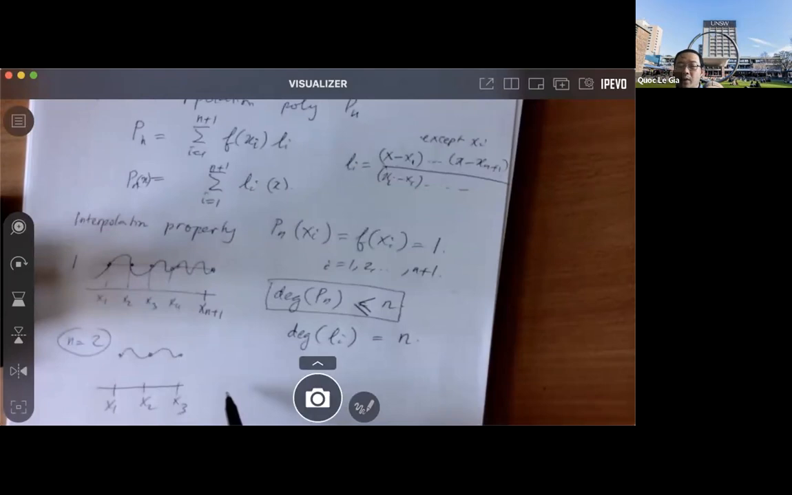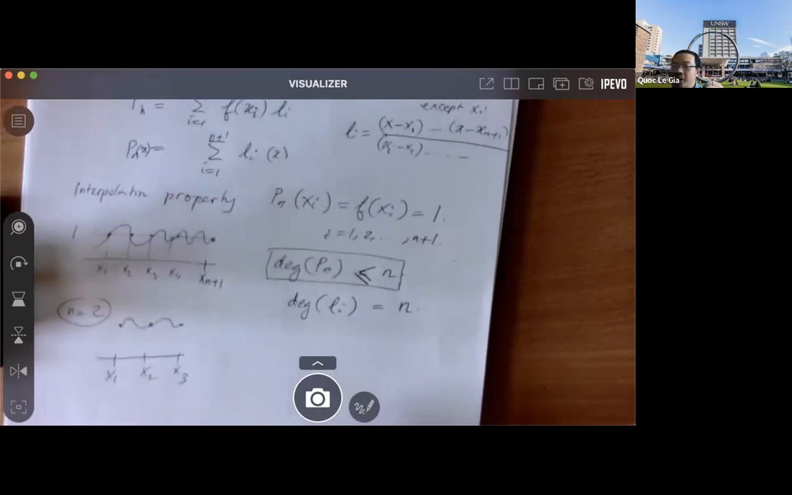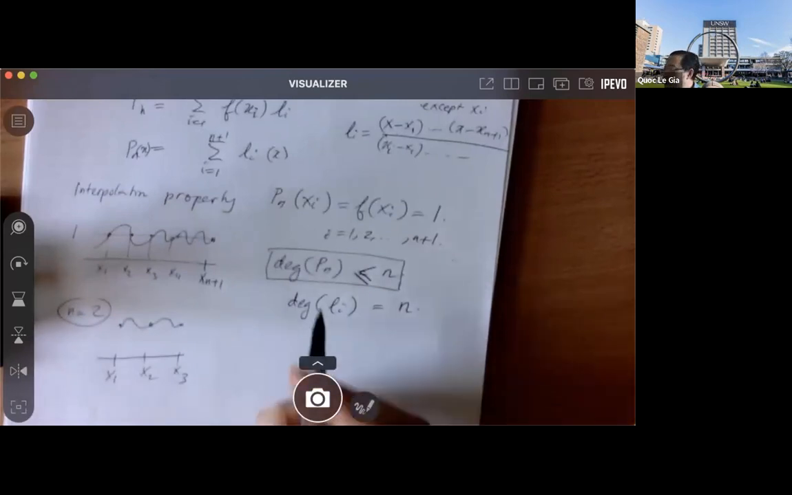If there are n plus 1 points, it must be a straight line, because there can be at most n turning points for even degree n. It's more or less the correct spirit, but we have to be more precise. Maybe let me prove it. We don't have a lot of time, but let me prove it rigorously.